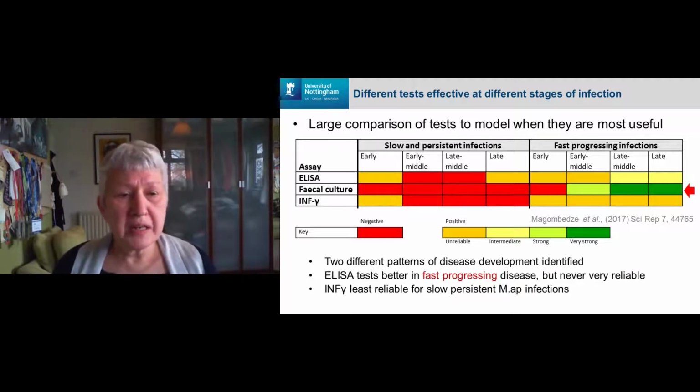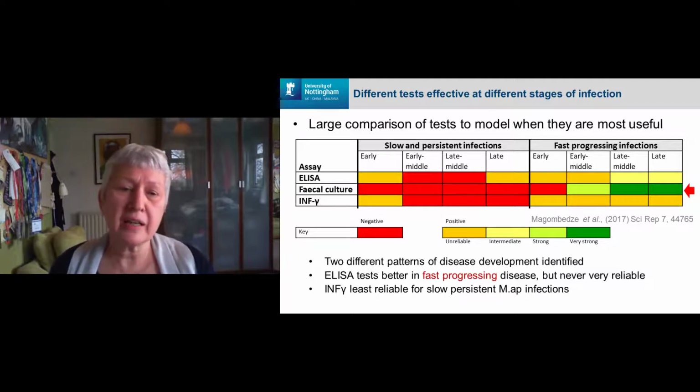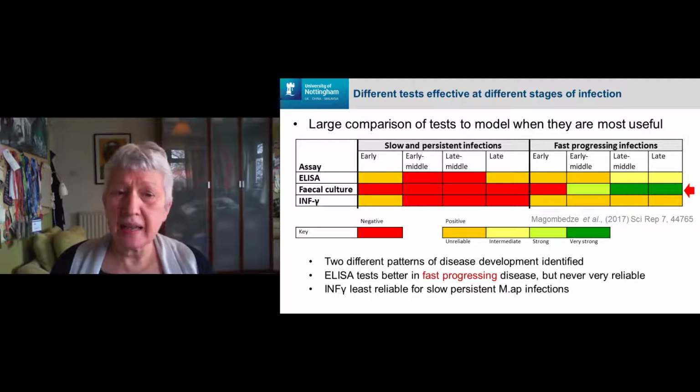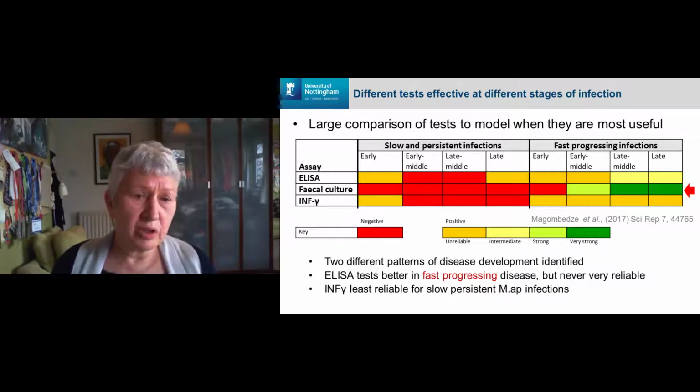So they've sort of divided up the disease into early, middle, and late, as we progress along that graph of infection. And you can see in the slow and persistent infections, the ELISA tests were unreliable but detectable early on and then disappeared and then came back later. Fecal culture, so excreting the organism into feces, was always at a low level, below that limit of detection I talked about because of the need for decontamination. And even the cellular responses, which came up early, disappeared quite quickly and then were no longer useful.